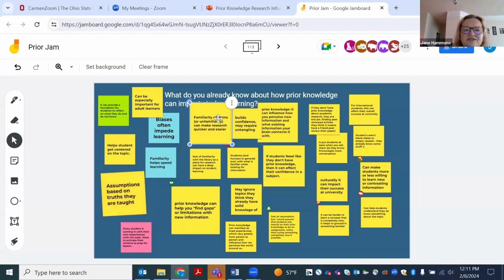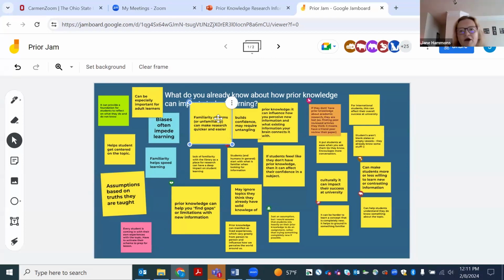So what can we do to activate that knowledge or connect with that knowledge? Lack of familiarity with a library as a place for research can have a deep impact on student learning. So yeah, absolutely. Very specific. If there are certain experiences that they haven't had, for example, using a library, using library resources, that can impede their learning ability.